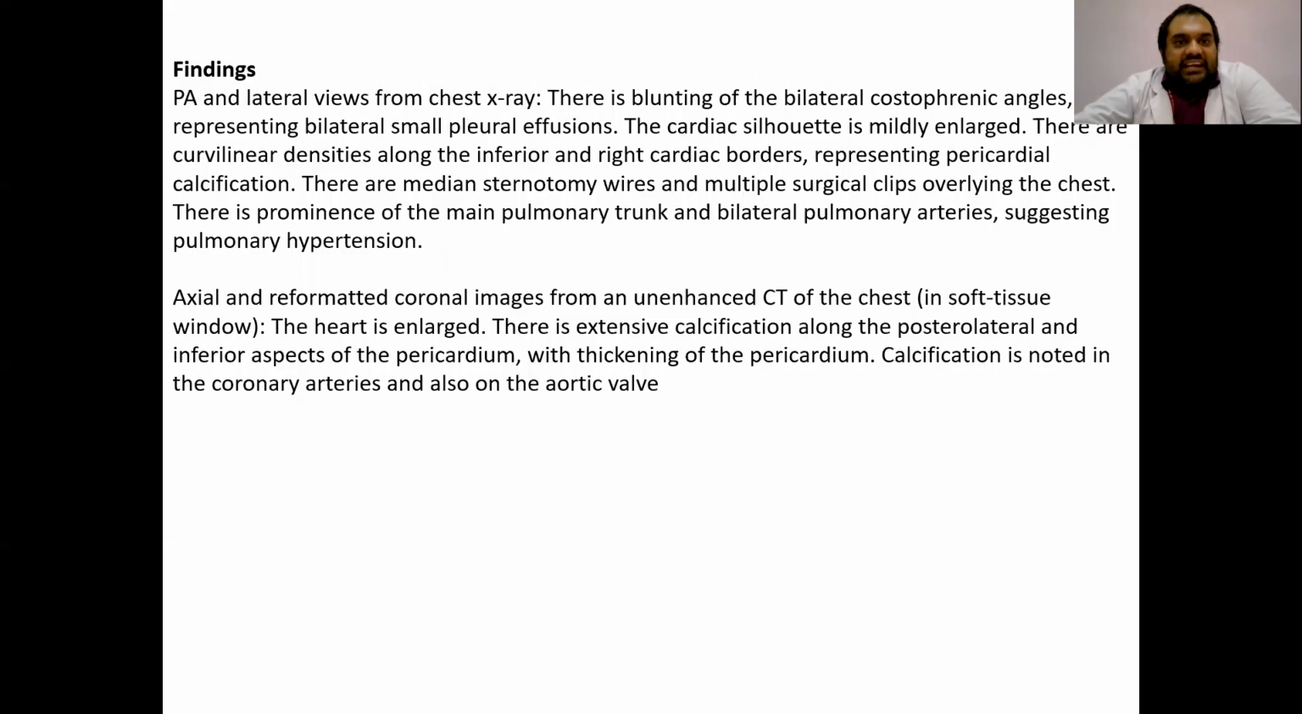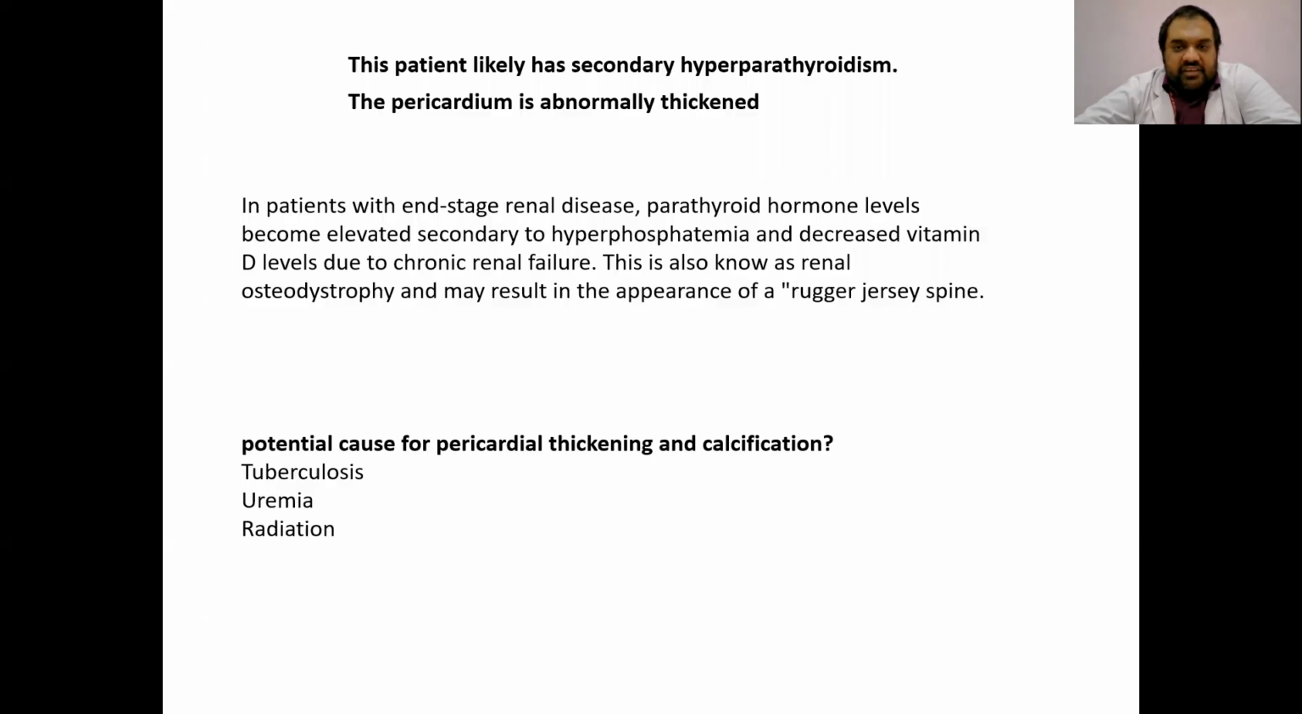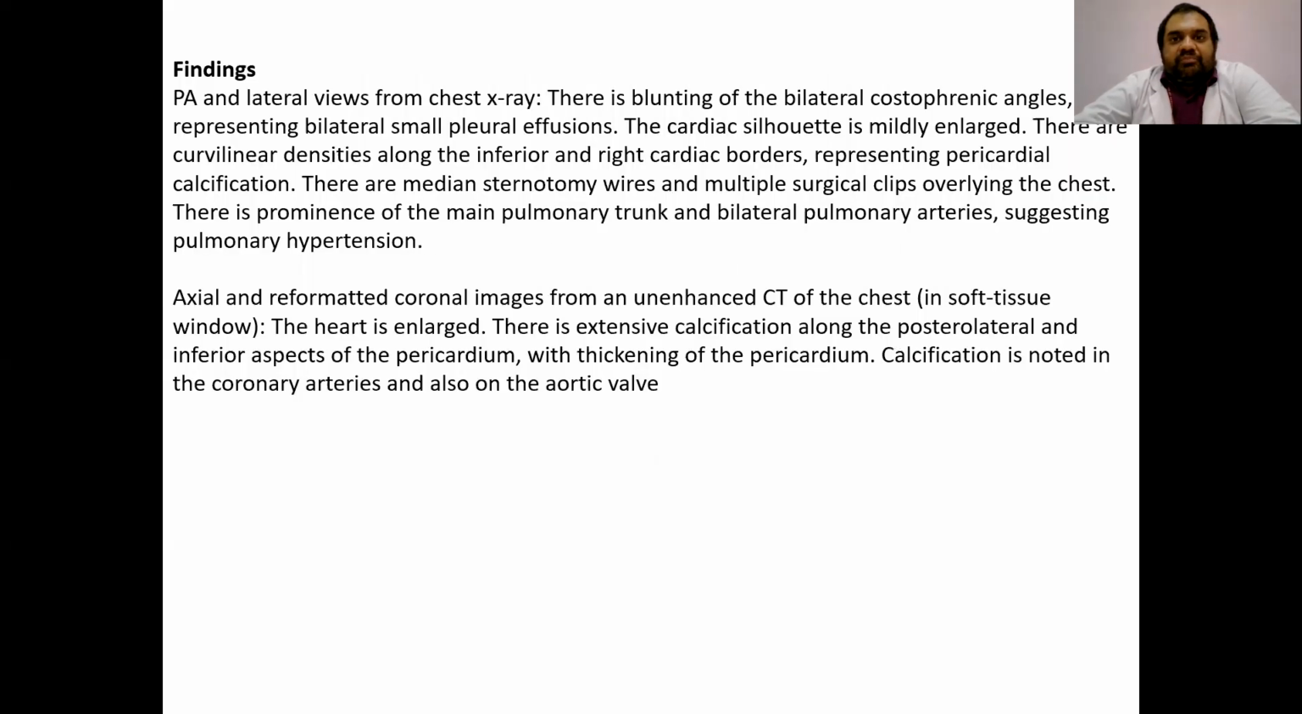Findings: PA and lateral views from the chest X-ray. There is blunting of bilateral costophrenic angles that represents bilateral pleural effusions. The cardiac silhouette is mildly enlarged. The curvilinear densities along the inferior and right cardiac borders represent pericardial calcification.